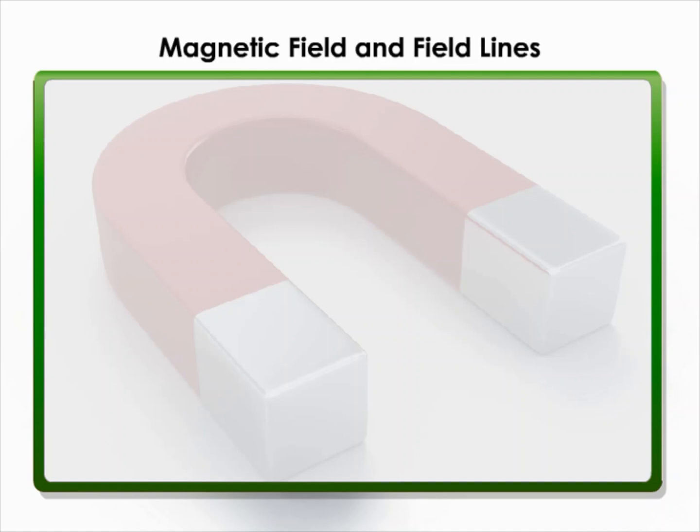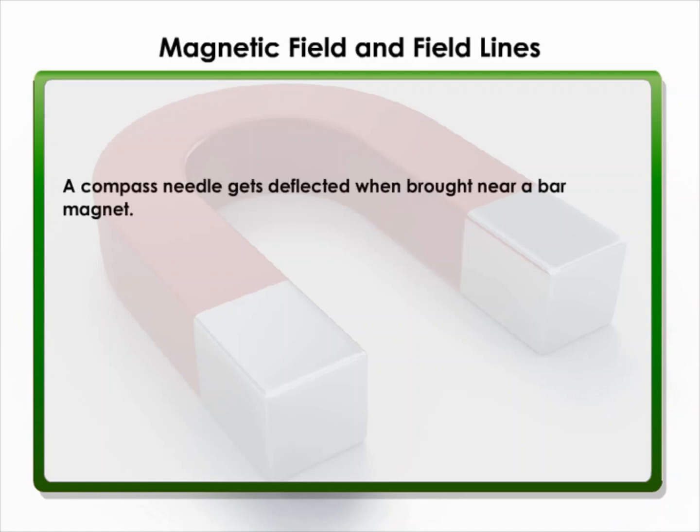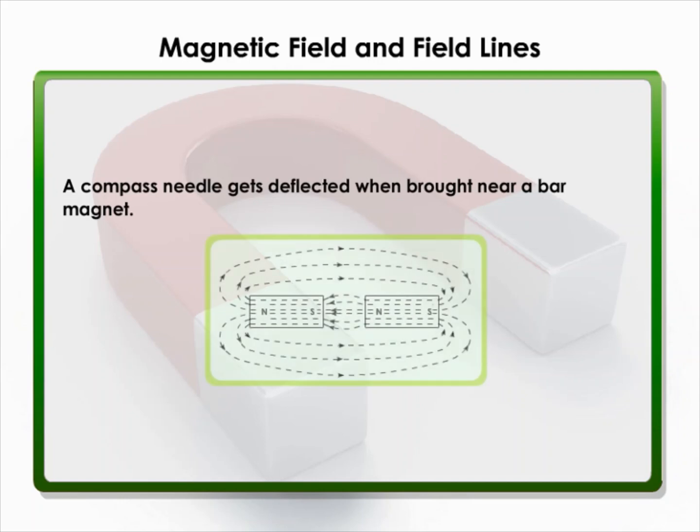Magnetic field and field lines. We are familiar with the fact that a compass needle gets deflected when brought near a bar magnet. A compass needle is in fact a small bar magnet. The ends of the compass needle point approximately towards north and south directions. The end pointing towards the north is called the north-seeking or north pole. The other end that points towards south is called the south-seeking or south pole.